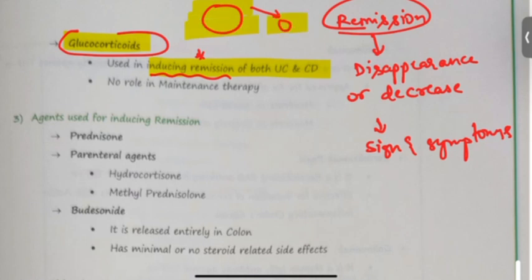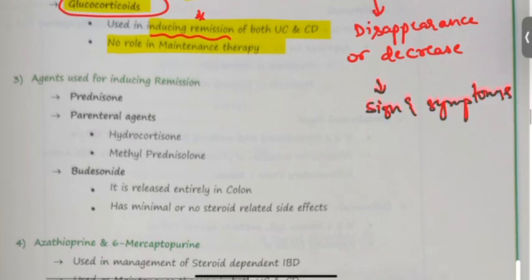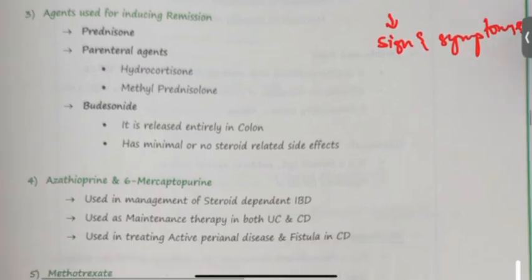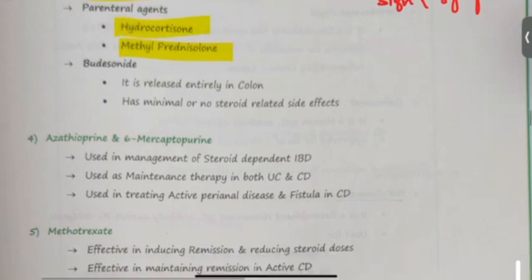After this, again we have to maintain this by giving certain other drugs. So for remission, glucocorticoids. For maintenance, there are some other drugs. So glucocorticoids have no role in maintenance. Okay. So if asked about agents used for inducing remission, these steroids will come there. So glucocorticoid, one we had discussed, the other one being prednisolone, again a steroid. Then parenteral agents like hydrocortisone or methylprednisolone can be used, and budesonide can be used.